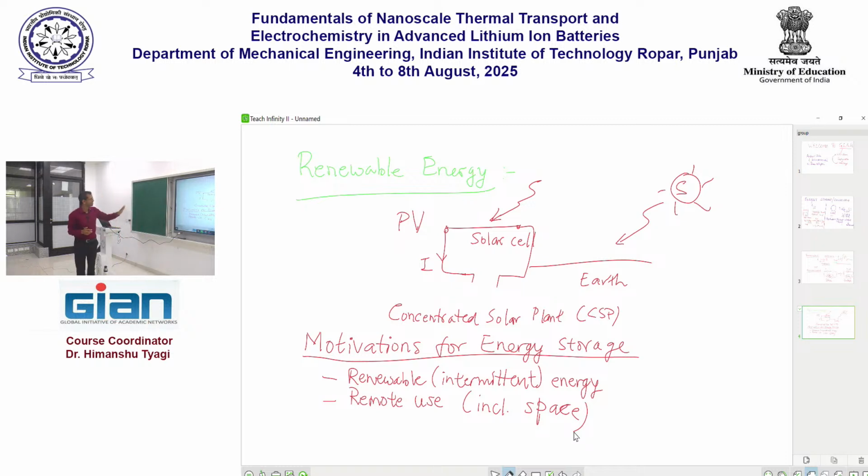Any other motivations for energy storage that anyone can think of? Safe utility. Sure, safe utility, absolutely. For safety.